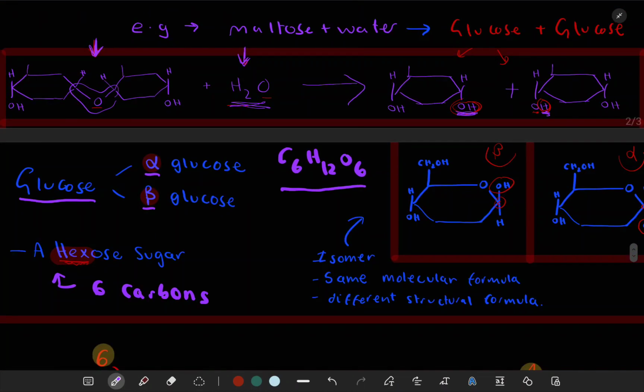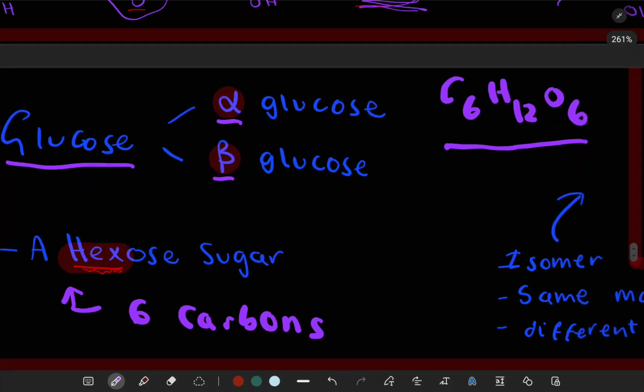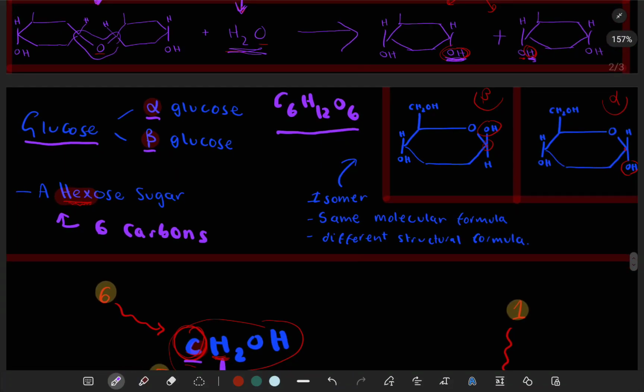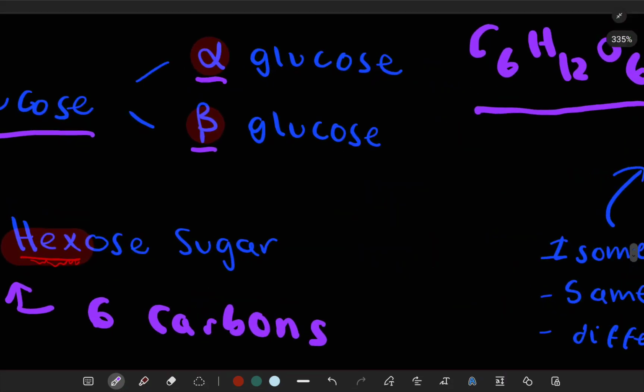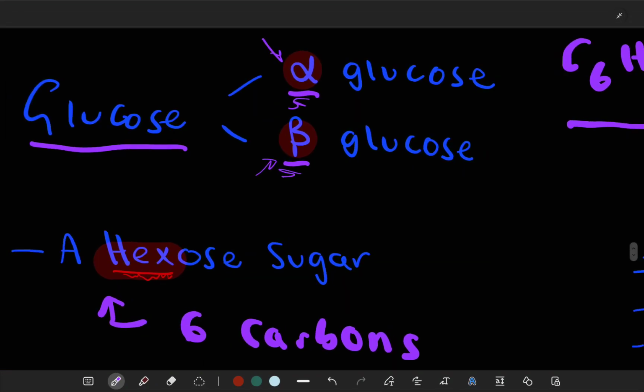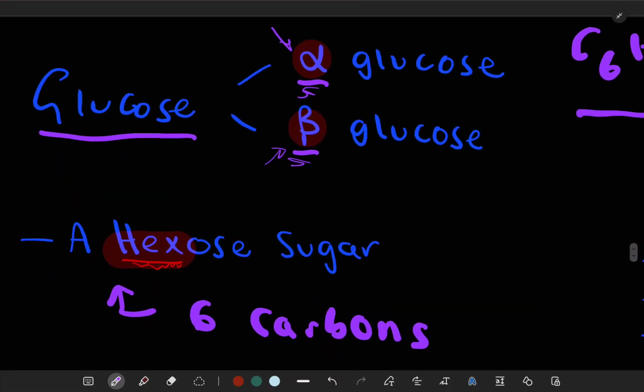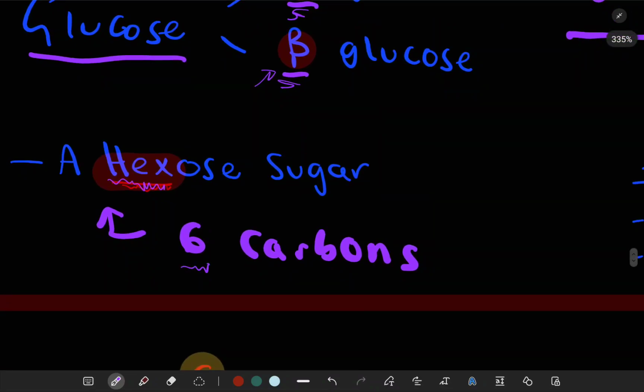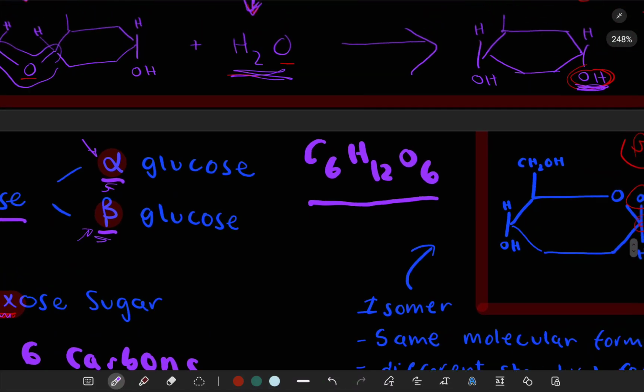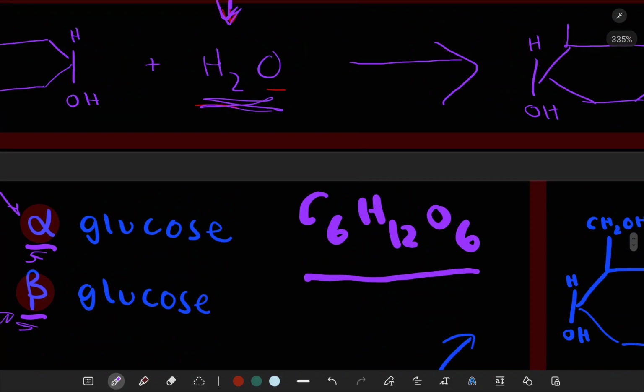Now let's go to specifics of glucose. As I said before, glucose is a monosaccharide. Glucose exists as two different types, alpha and beta. These signs that you see are the Greek alphabet, alpha and beta. Glucose is a hexose sugar. The prefix hex stands for 6, and therefore we know 6 carbons are present. Hence the formula for it is C6H12O6.